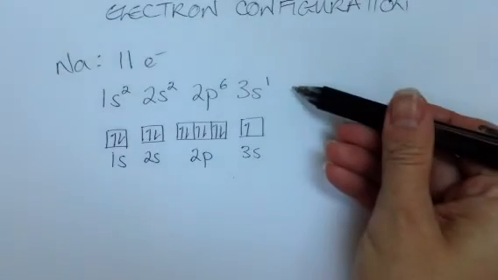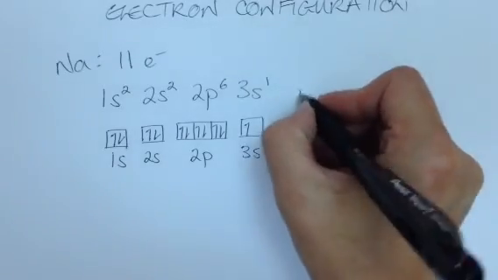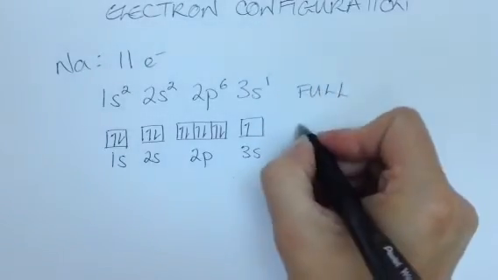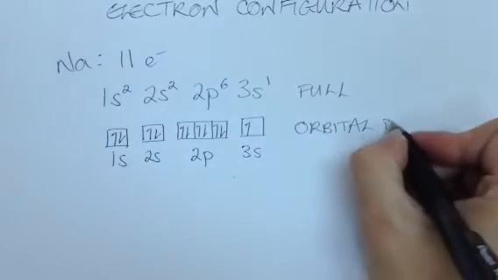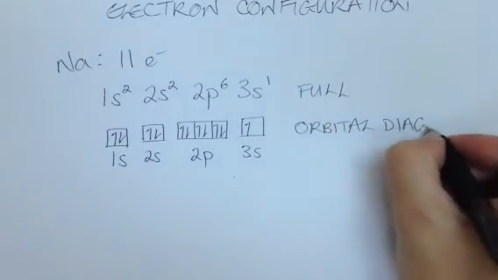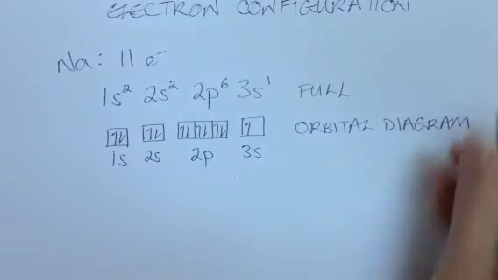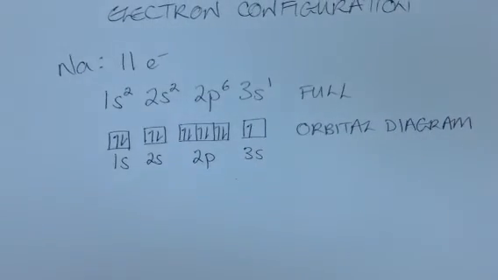Okay, so this is the full electron configuration. Let me write that, full. This is the orbital diagram. And then we have one other method of writing electron configuration, and that is the noble gas core.